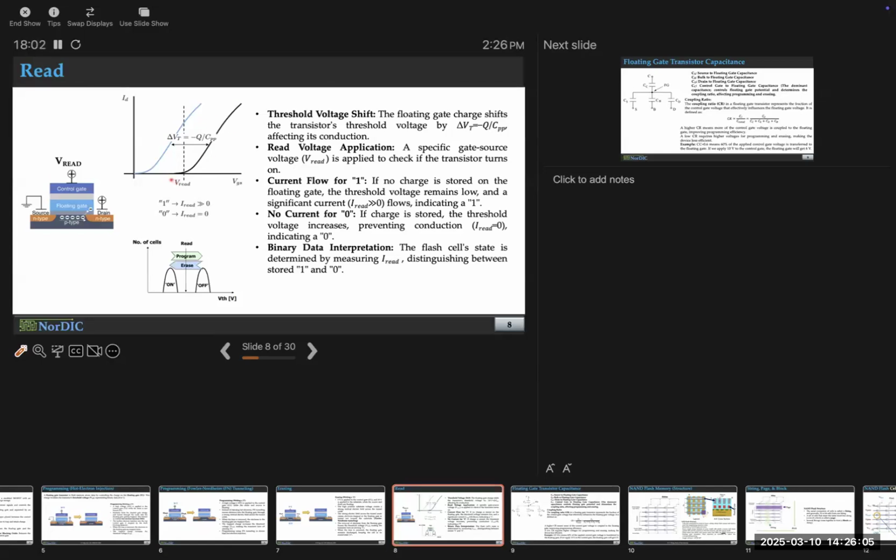When you read, you apply a voltage around this much. Imagine there is no stored charge in the trap gate, in the floating gate. Then you get the current out of this blue curve. You all agree? You get a higher current. But if there were floating charges, then you are operating on the black curve. So for the same voltage, you don't get any current at all, or very few.